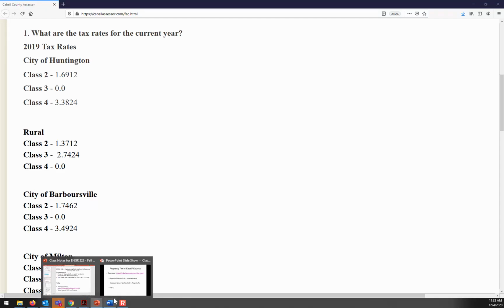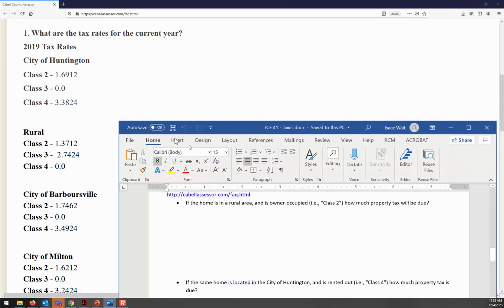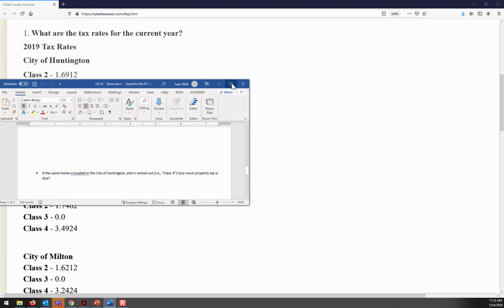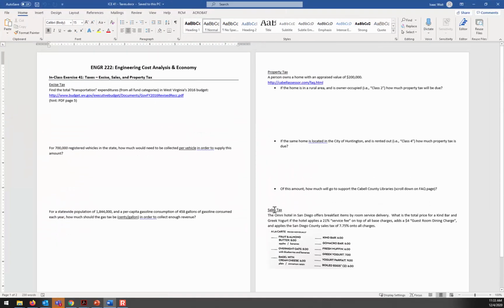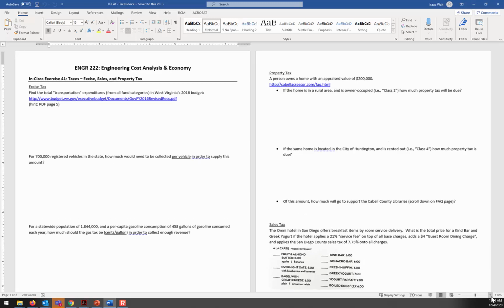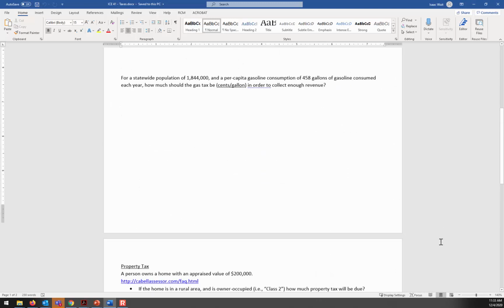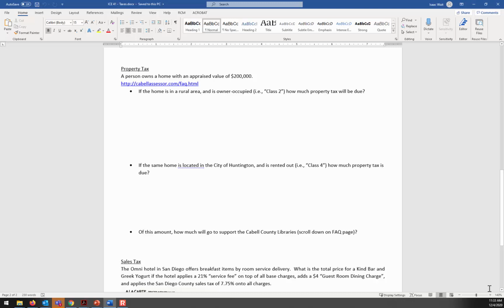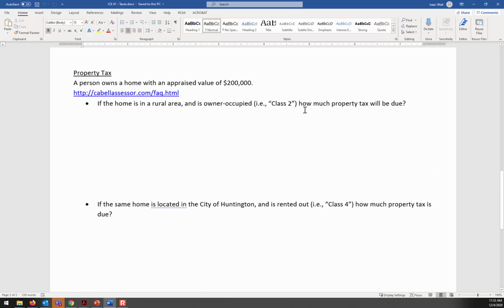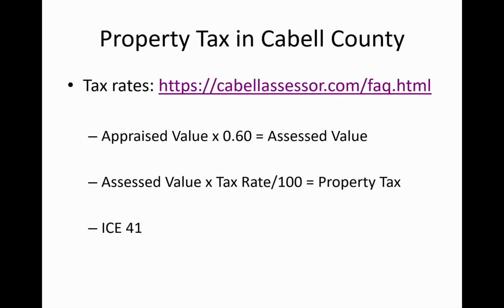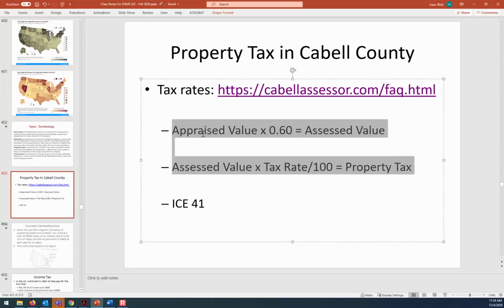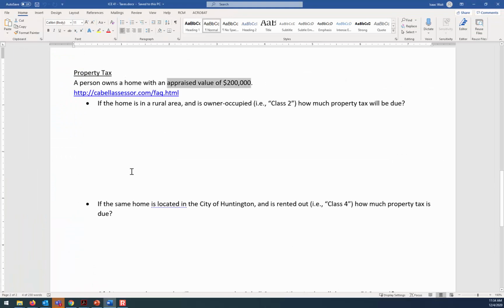All right, so let me pull open the in-class exercise that we're going to work on today. Since I've just showed you the property tax stuff, let's jump ahead to the second page of this in-class exercise to begin with. So the question is asking, let's assume you've got an appraised value of $200,000, and the appraised value multiplied by 0.6 gives you the assessed value. So these formulas, let me paste these formulas into the in-class exercise so we can both see it at the same time.